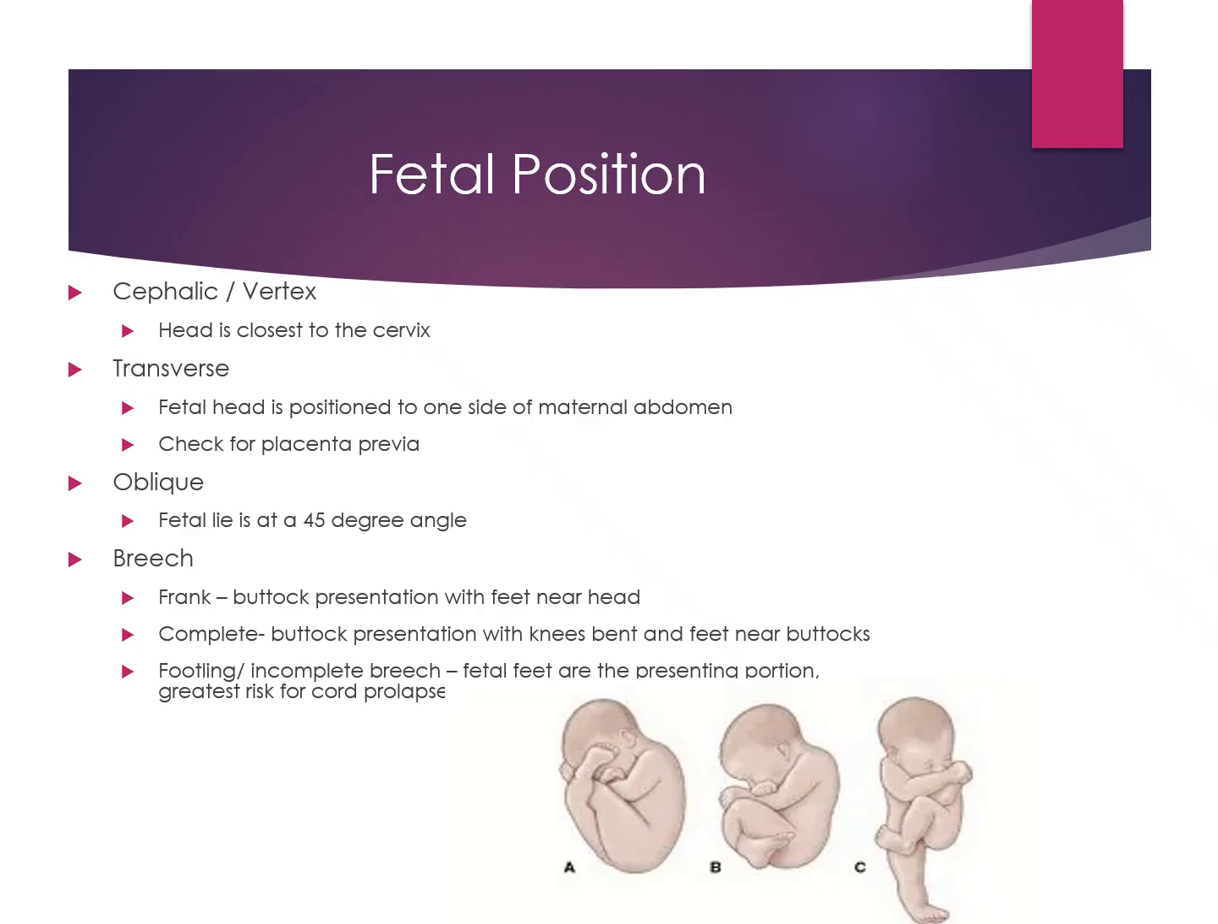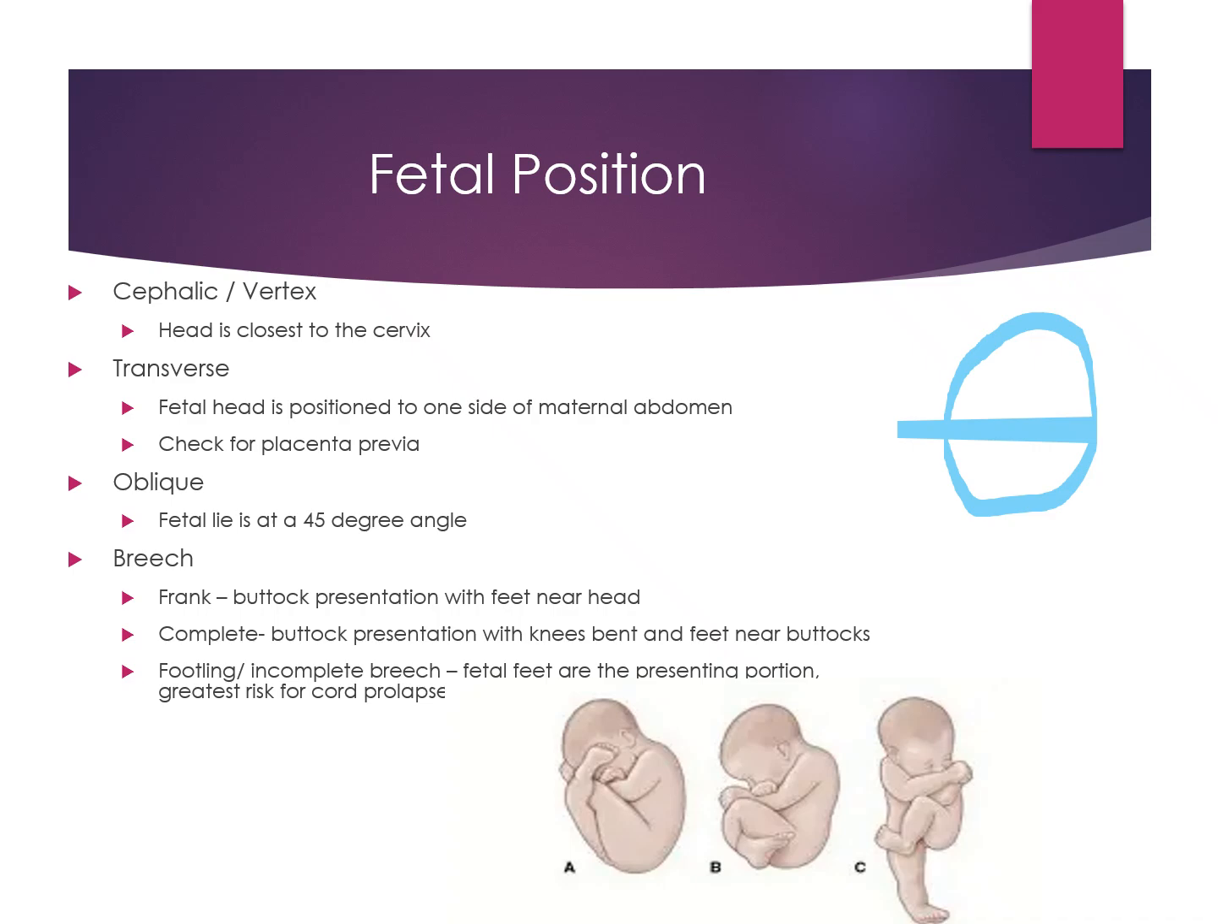And what I mean by that is, if we have our belly here, and we have this line, this would be our transverse. So baby's head would be either here or here, and then feet would be on the other side. We are nowhere near the cervix. In this case, we want to make sure that that placenta is not right across the cervix. We want to make sure that it's high up.